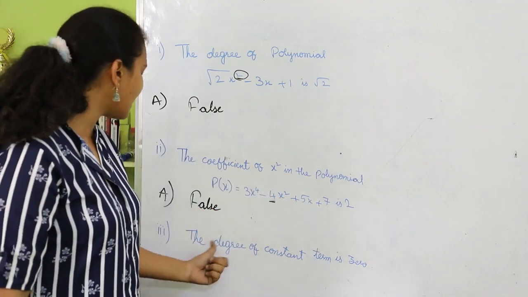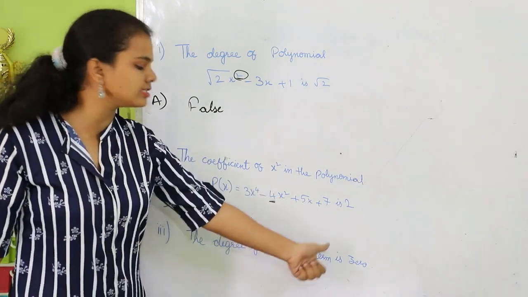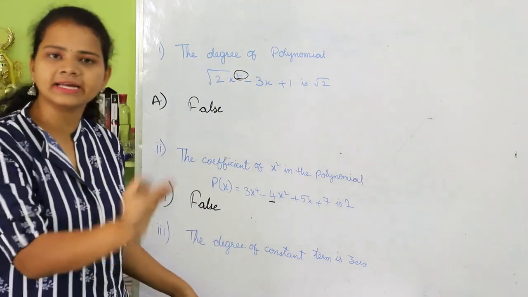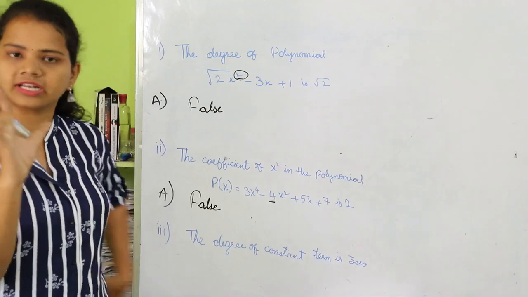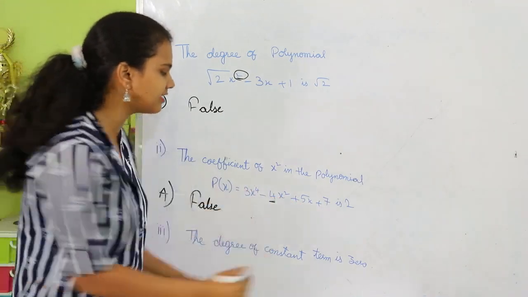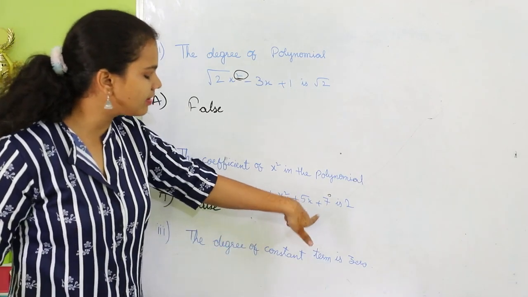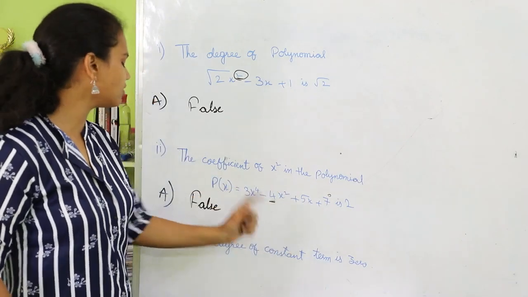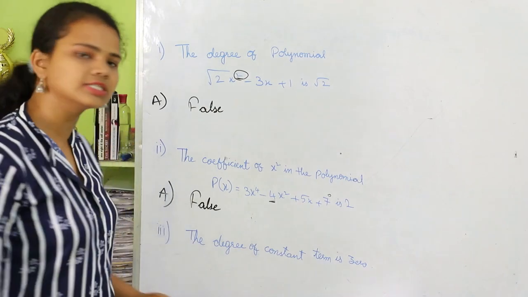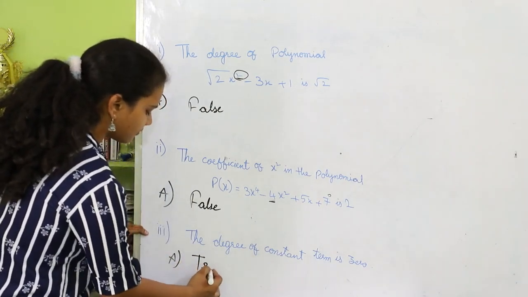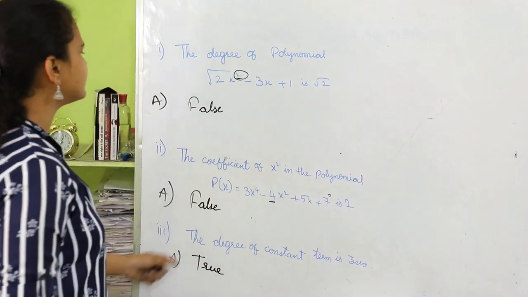But here what have they given? The degree of constant term is 0. Is this the correct one? Yeah. So the degree of constant term is definitely 0, guys. Where the degree of 7 will be 0. This 7 is not having any degree. So the degree of a constant term is always 0. We know that. So therefore the answer is what? True. So the given statement is true.